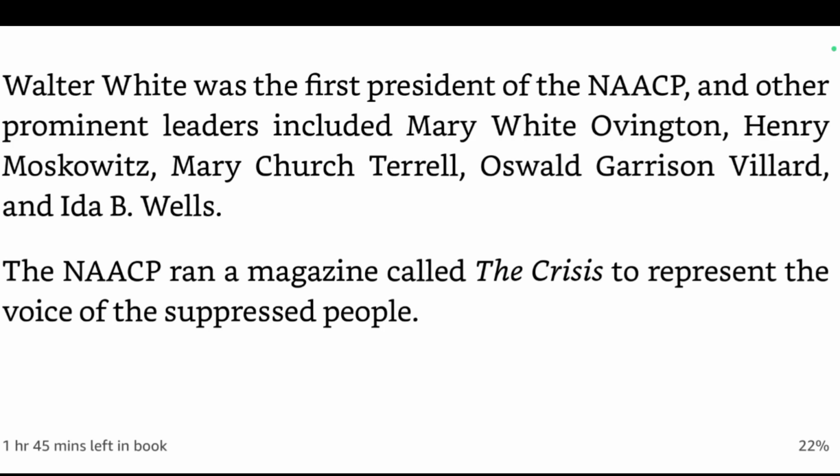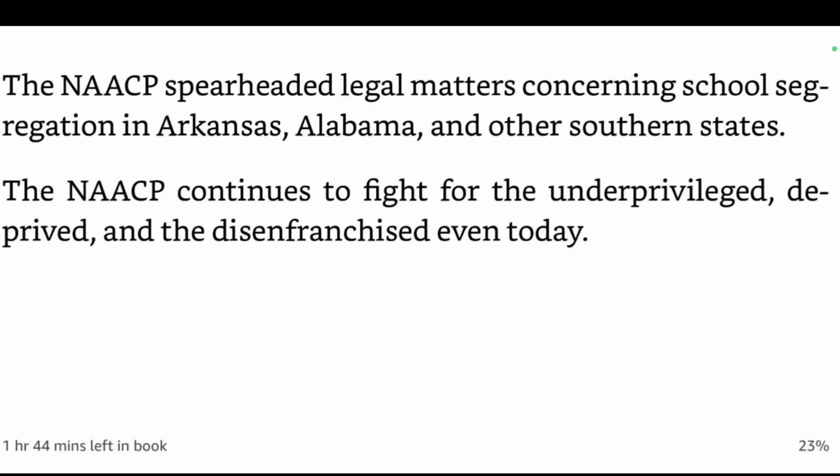The NAACP ran a magazine called The Crisis to represent the voice of the suppressed people. The NAACP spearheaded legal matters concerning school segregation in Arkansas, Alabama, and other southern states. The NAACP continues to fight for the underprivileged, deprived, and the disenfranchised even today.